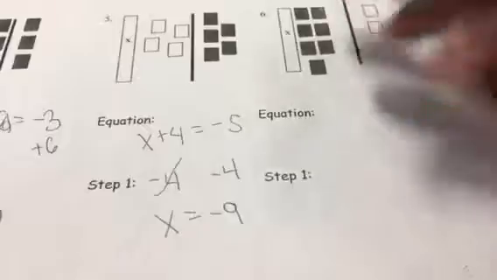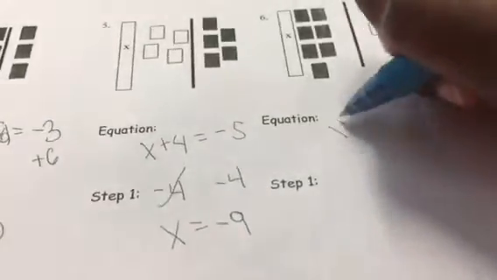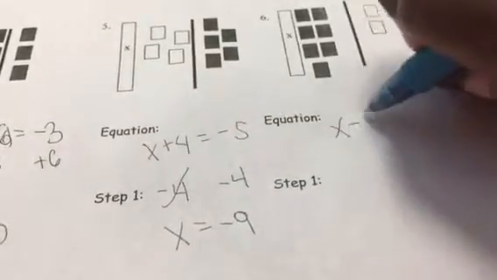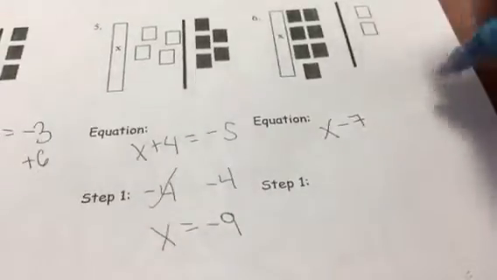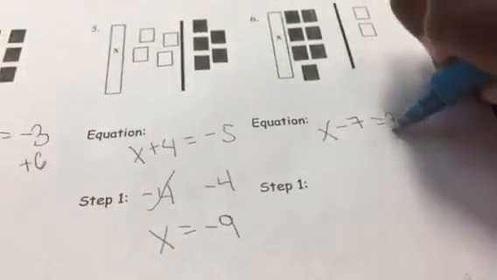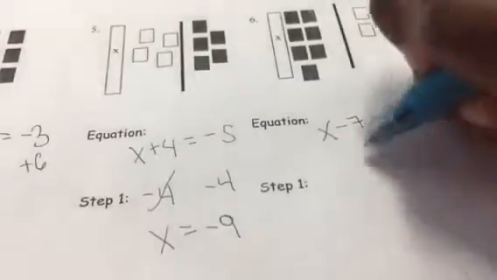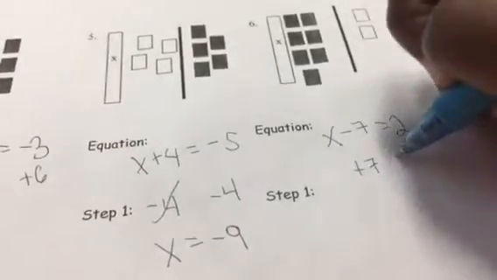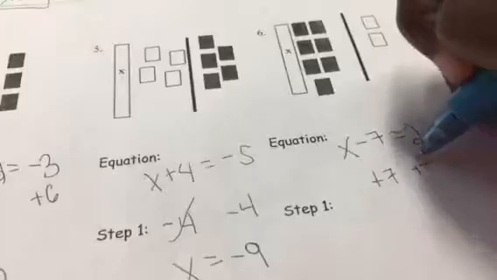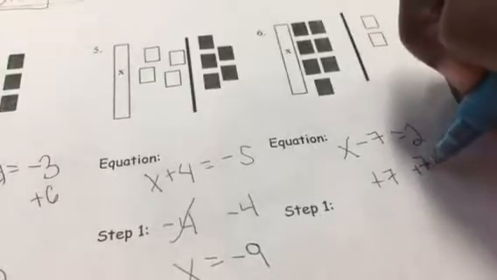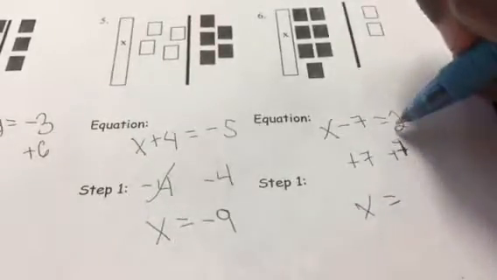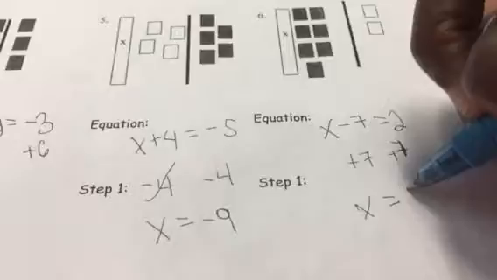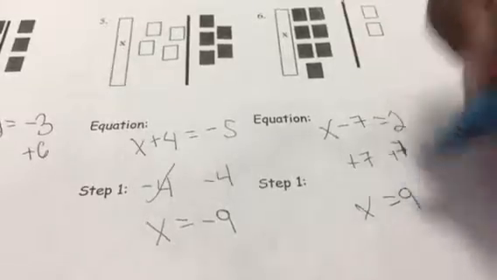Okay? And on the last one, your equation should have been x minus 7 or x plus -7, and it's equal to a +2. And when you solve it, you add 7 to both sides. That's a 7. And then your answer is x equals 7 plus 2 is going to be 9.